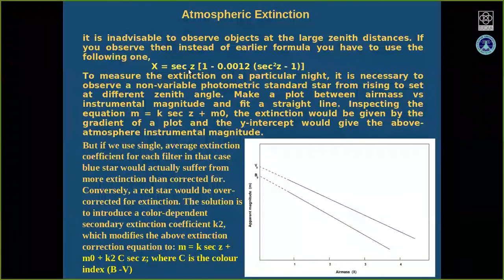Those are generally sec z is equal to 1 minus 0.0012 into sec square z minus 1. Now you have to use this one. So be careful when you go for any observation. It is always better to avoid the objects which are below 60 degree, or you can go up to 45 degree.